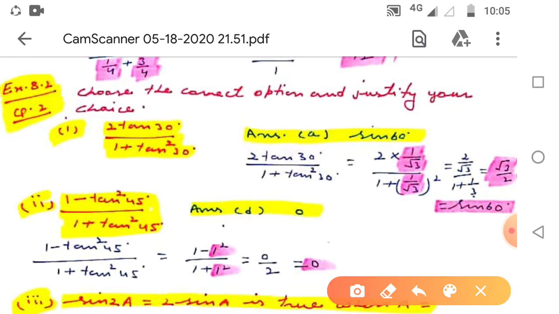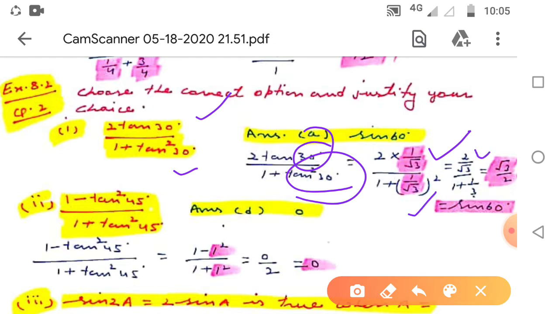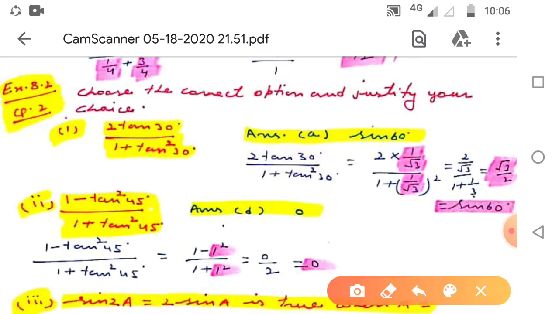Fine, look at this, and first part, 2 tan 30 upon 1 plus tan² 30. We know the value of tan 30 is 1/√3, and tan² 30 is (1/√3) whole squared. So the numerator is 2/√3, and the denominator is 1 plus 1/3 when you take LCM, and finally we get the value as √3/2, and the value of √3/2 is sin 60 in the given options. So the value of 2 tan 30 upon 1 plus tan² 30 is sin 60. That is A part.